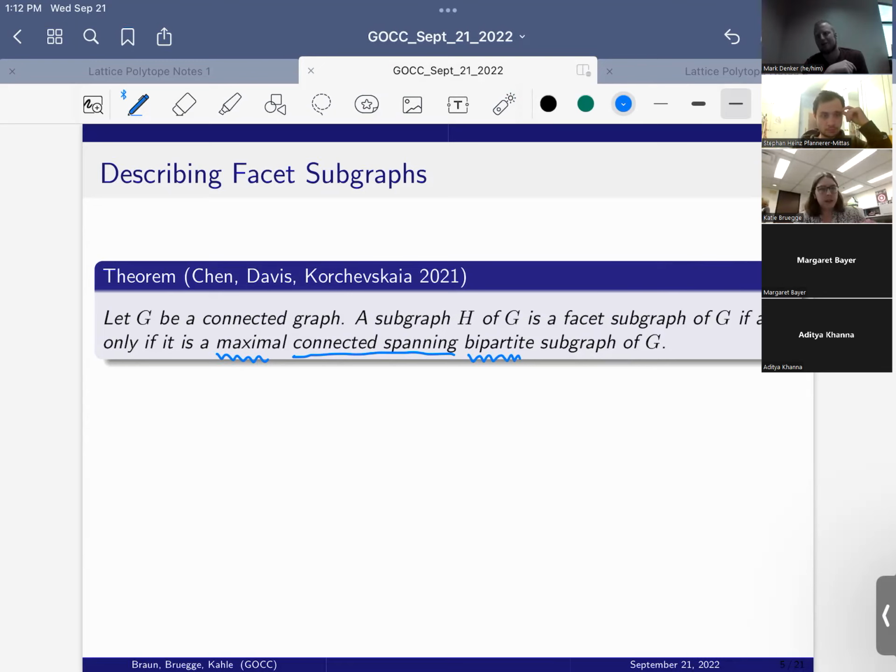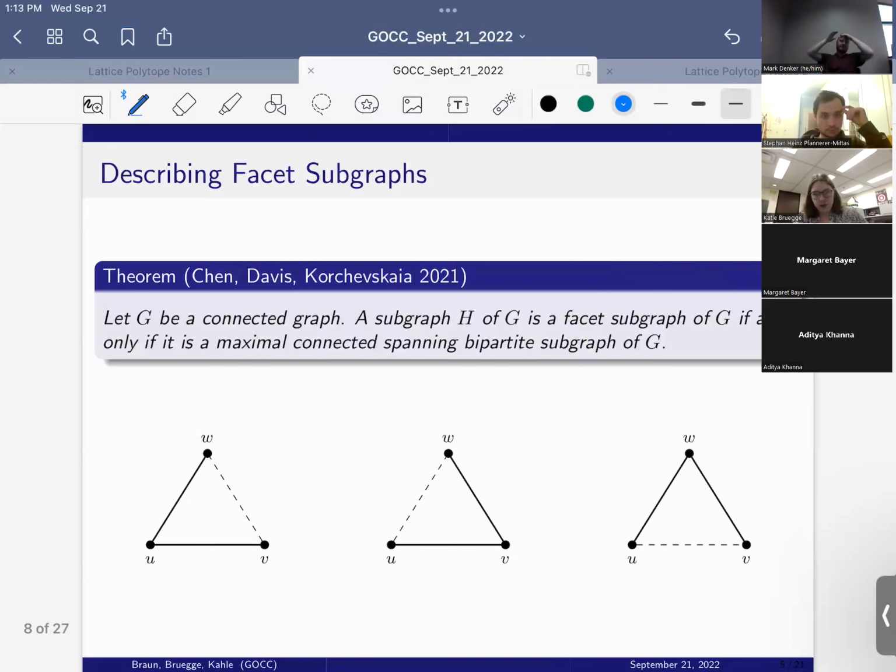So as an example of this, if we go back to our triangles, these are the three facet subgraphs of the complete graph on 3 vertices. Solid edges in these graphs represent edges that are in the subgraph, and dotted edges represent edges that are in the original graph but not in the subgraph. So the way that we construct our labelings from these is every solid edge has to have its endpoints having difference 1. So these have to differ by 1.